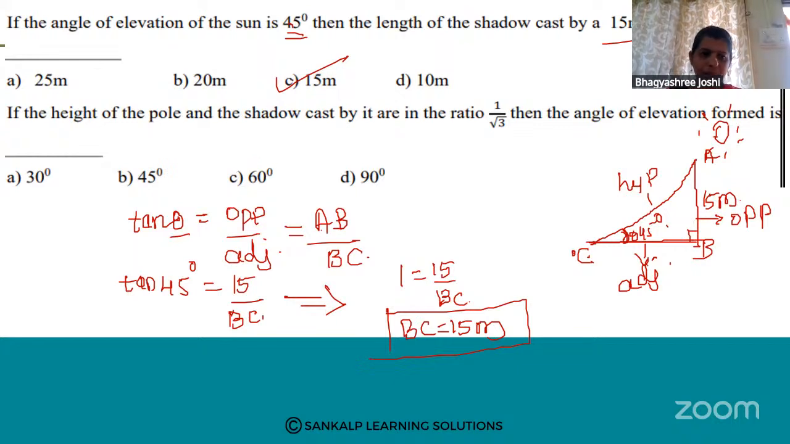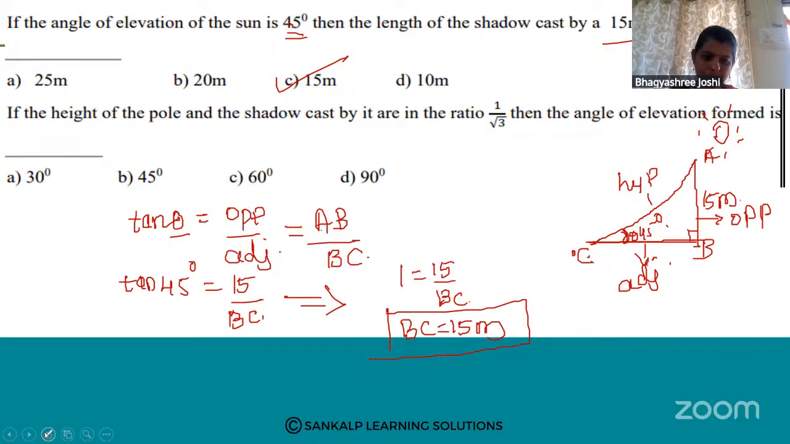Next question. If the height of the pole and the shadow cast by it are in the ratio 1 divided by root 3, then the angle of elevation formed is, that means we need to find the angle of elevation theta. What they have given: the height of the pole and the shadow cast by that pole are in the ratio 1 divided by root 3.